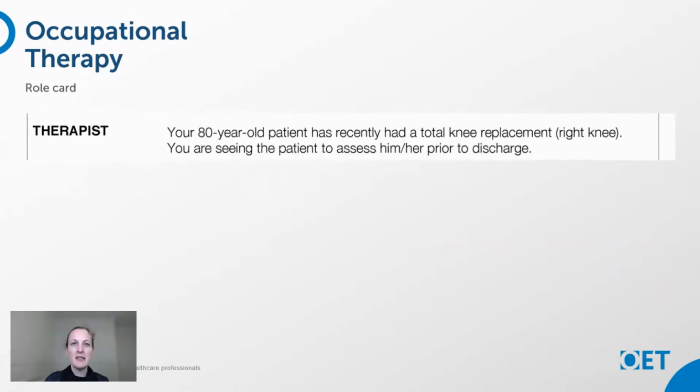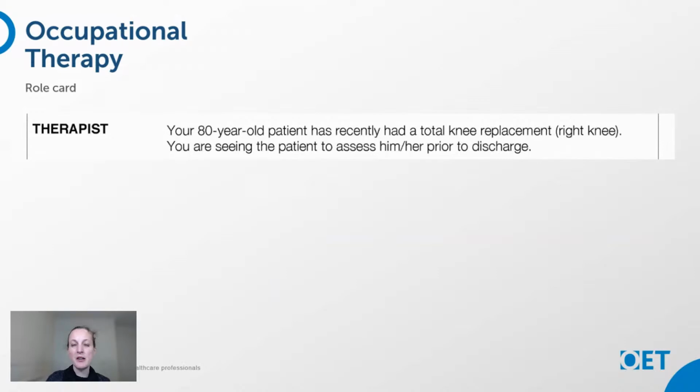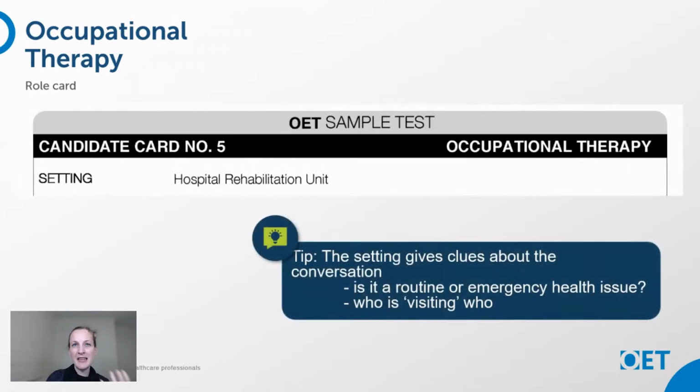The second thing to focus on, and sorry, I should just point out that for today's card, the occupational therapy card, the setting is a hospital rehabilitation unit. So that tells us obviously straight away that our patient is recovering from some kind of procedure or significant health event. And the likelihood is that the patient is an adult.